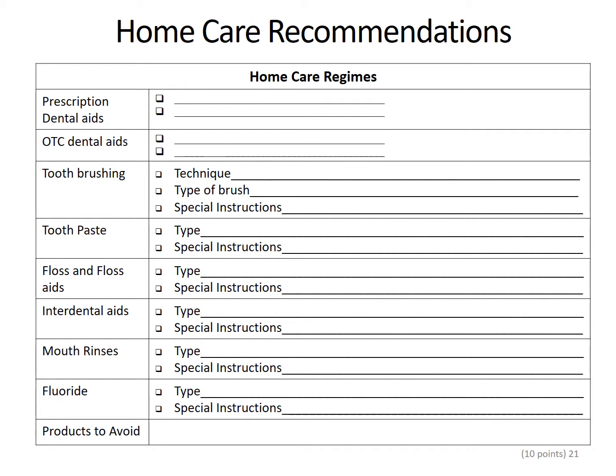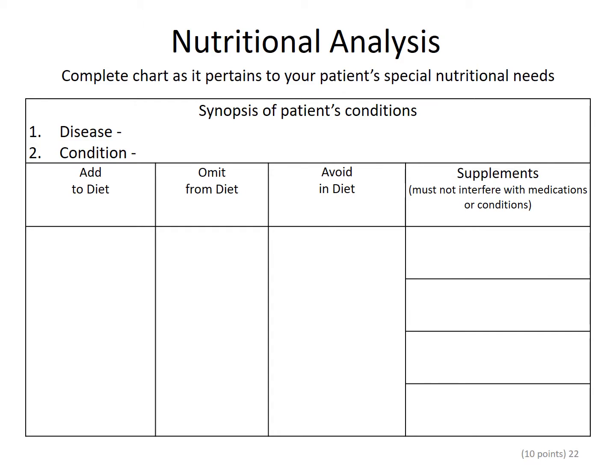Complete this home care recommendation slide with toothbrushing, toothpaste, floss, interdental aids, mouthwash, and fluoride specific to your patient's needs. Make sure to include any particular type of product that you recommend and any special instructions. The last slide of your case study will be a nutritional analysis. Complete this chart as it pertains to your patient's special nutritional needs.